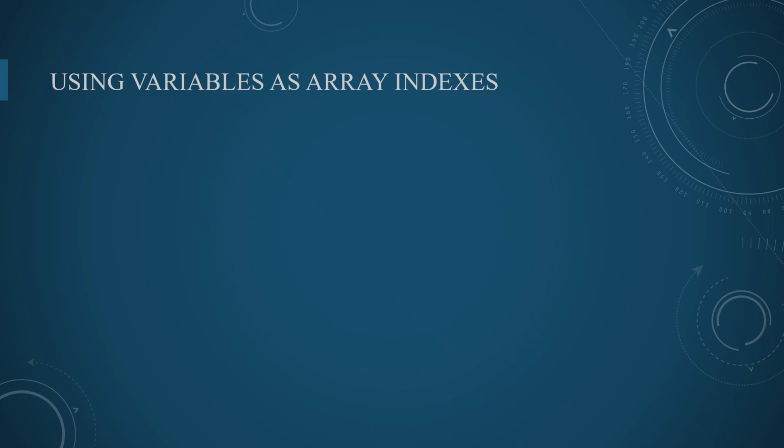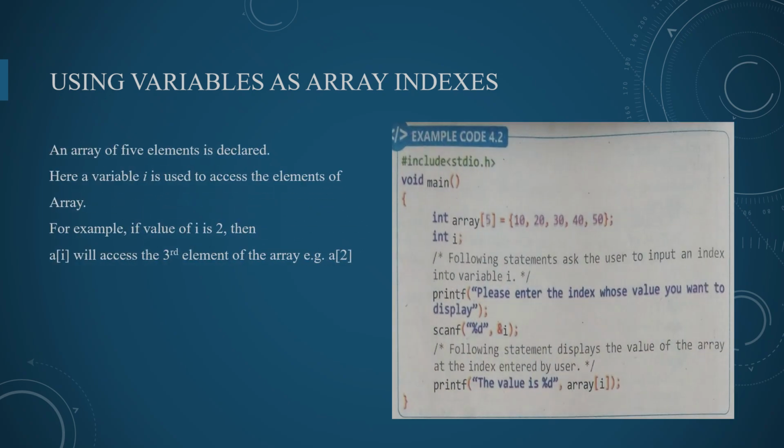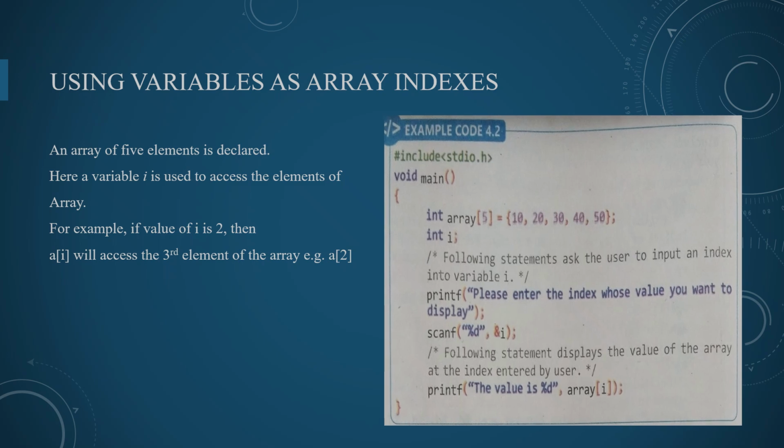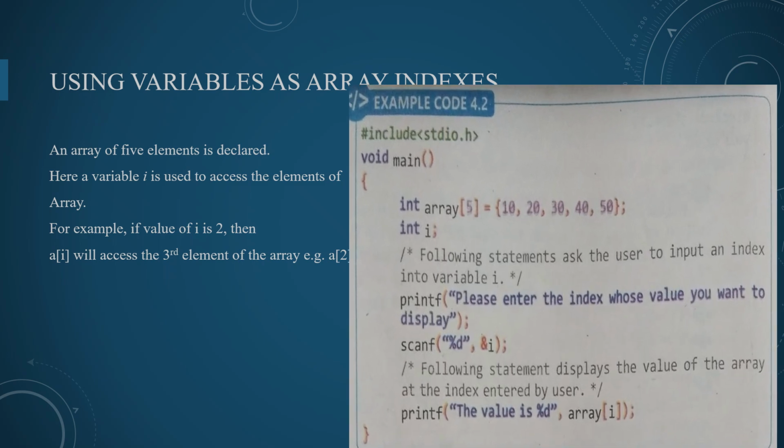Now we will discuss how we can use a variable as an array index. An array of 5 elements is declared. Here a variable i, which is of integer type, is used to access the elements of the array. For example, if the value of i is 2, then a[i] will access the third element of the array, which is a[2].